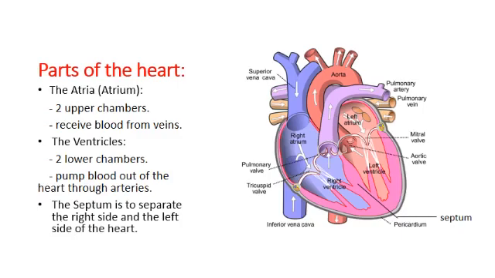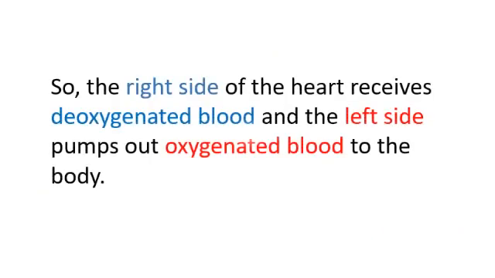So the left side of the heart is rich in oxygen, while the right side of the heart receives blood from the body, which is poor in oxygen, and sends it to the lungs. So, the right side of the heart receives deoxygenated blood, and the left side pumps out oxygenated blood to the body.